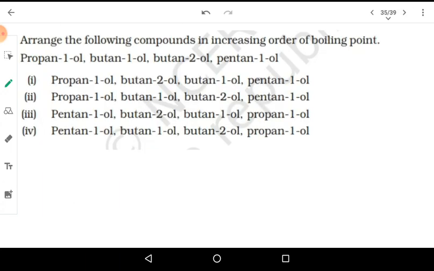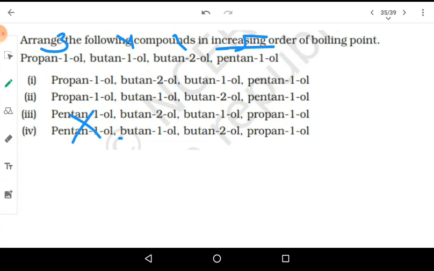We have to arrange the following in the increasing order of boiling point. Very simple question. First step, we have to count the number of carbon atoms. So when we're counting the number of carbon atoms, we have 3 here, 4, 4 and 5. So we are asked the increasing order. So least will be for propan-1-ol. It cannot be pentan-1-ol. So these two options are eliminated.